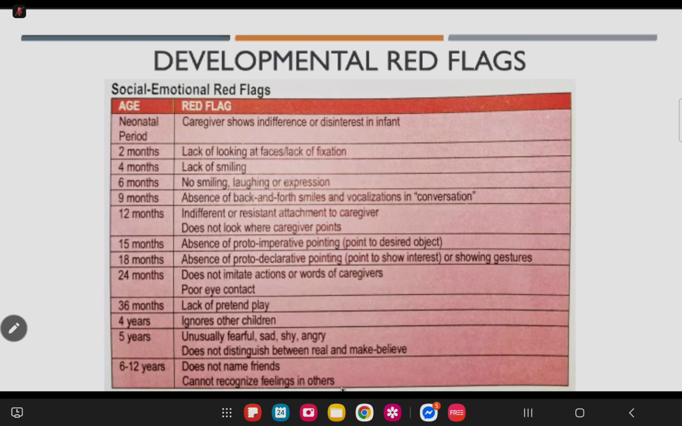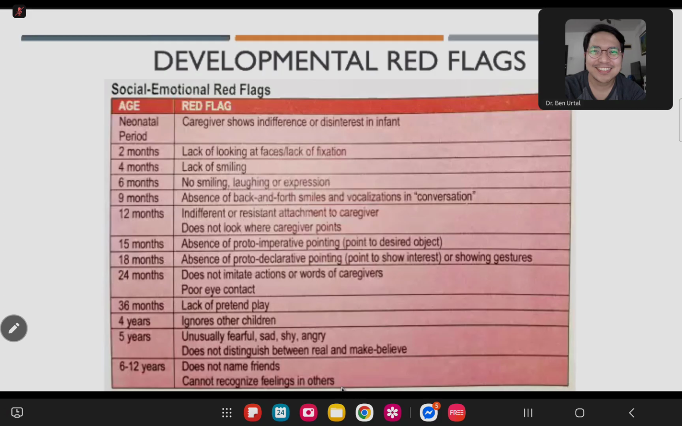What else? I'll just breeze through this. You can read this, but usually a common complaint of parents is the absence of back and forth smiles and vocalizations in conversation. And also, they do not look where the caregiver points. Sometimes the toddler does not care. Even if you point at something, they don't look, that's already a big red flag. Also, they ignore other children, they don't do pretend play. This is also very common.